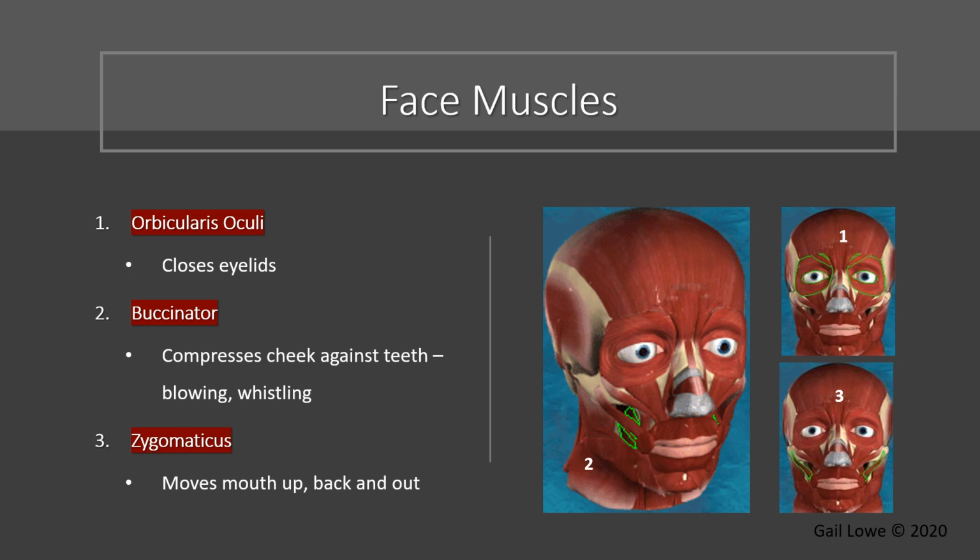Then we have the zygomaticus. Lovely word, I think, zygomaticus. So the zygomatic bone is the cheekbone, and the zygomaticus sits on top of the cheekbone. And it moves the mouth up, back, and out. So that actually means that we're smiling. So when we move the mouth back and out and upwards, it's bringing us a smile. So zygomaticus is all about smiling, bringing the mouth up, back, and out.